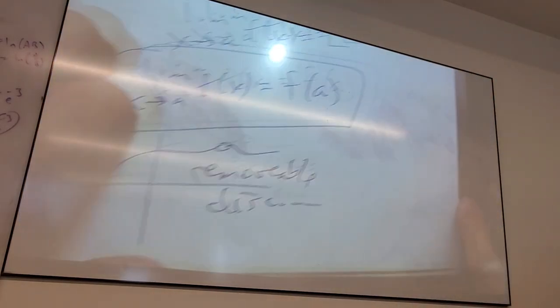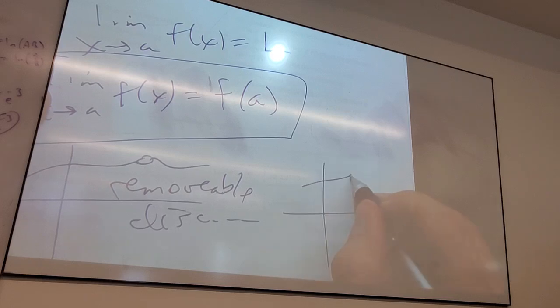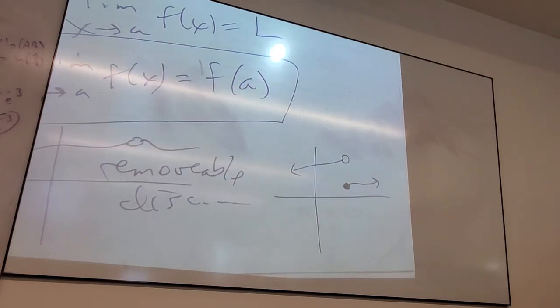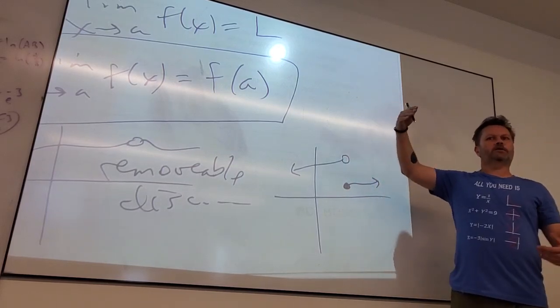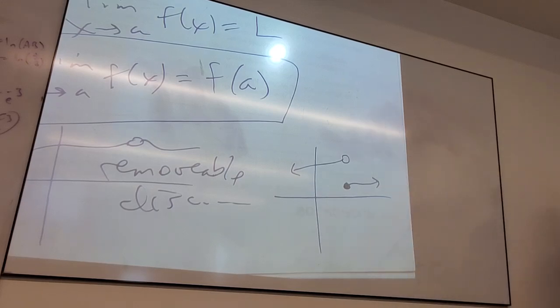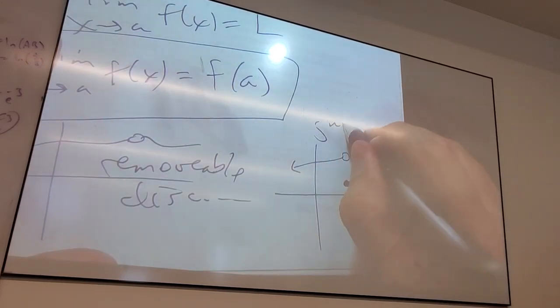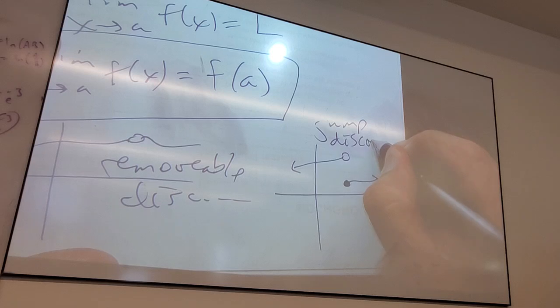Let me draw it again. What about this one? Non-removable. Yeah, it's a type of non-removable. Well, let's give it its own name. What does the function do? It's coming along, and then it jumps. That's a jump discontinuity.